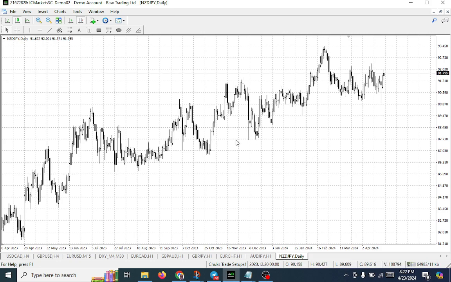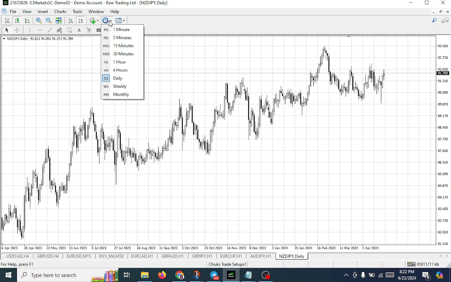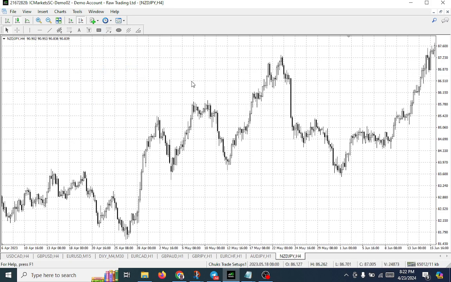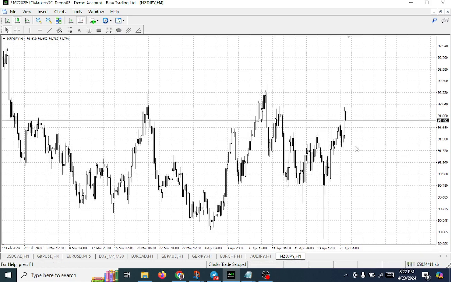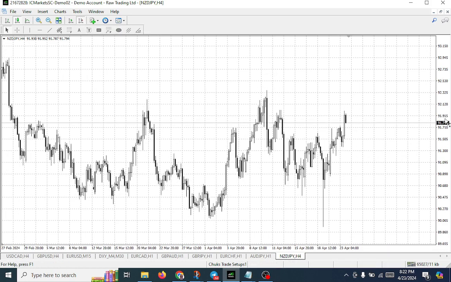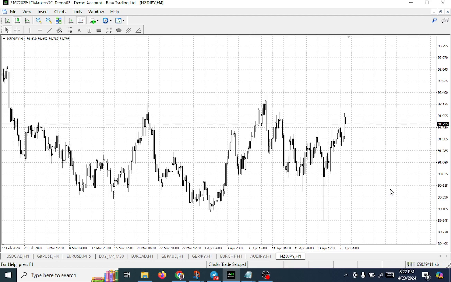Now, I take my entries from the 4-hour time frame or the 1-hour time frame, depending on if I want to do a swing trade or an intraday or day trade. So let's look at the 4-hour time frame. We've seen that the weekly and the daily are all bullish. We're going to look at movements in this bullish direction for trading opportunity.